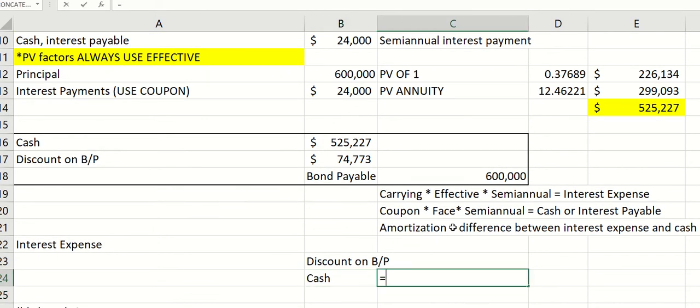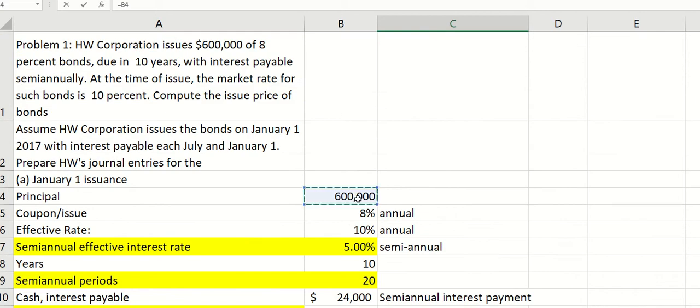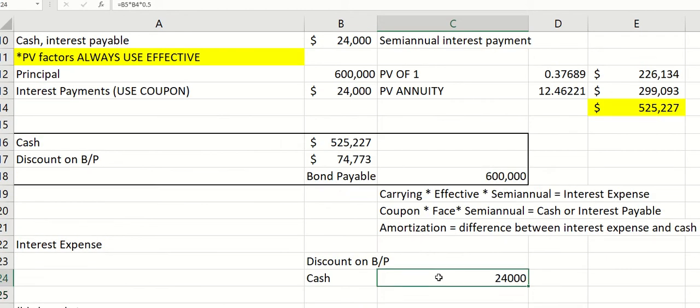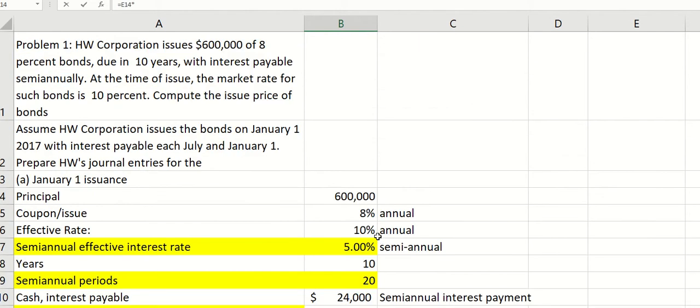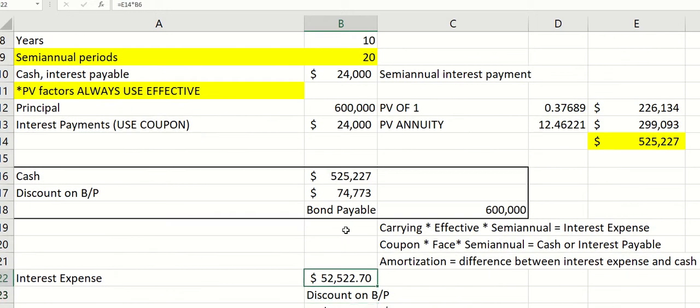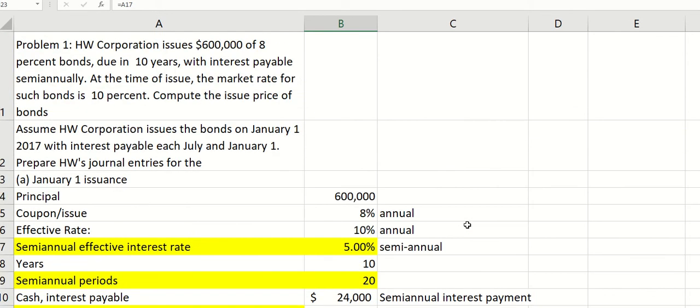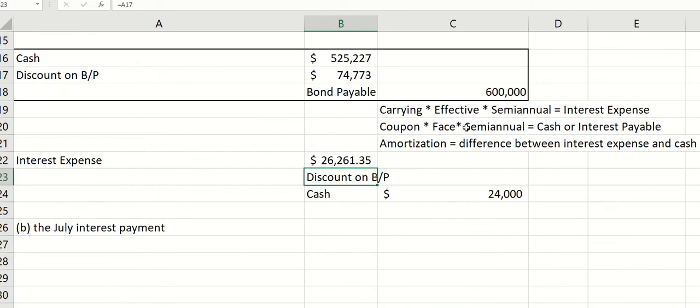We said that cash would be our coupon rate times the face times semi-annual 0.5. And so, like we had before, we knew that we were going to have interest payments of $24,000, so that seems fine to me. Interest expense would be the carrying value to start off with, times the effective interest rate, times our semi-annual period, 0.5. So carrying was the 525 times the effective 10% times 0.5, which would give you semi-annual.